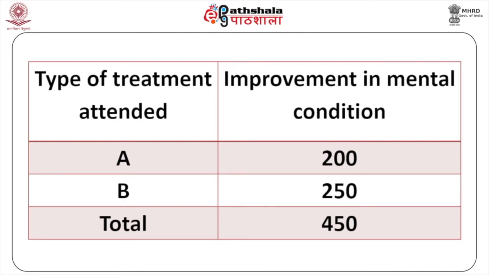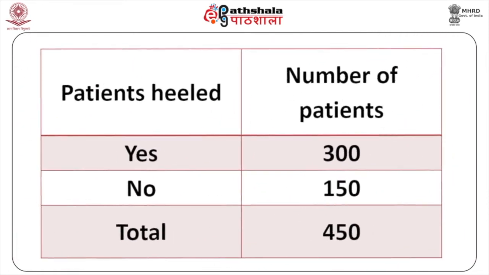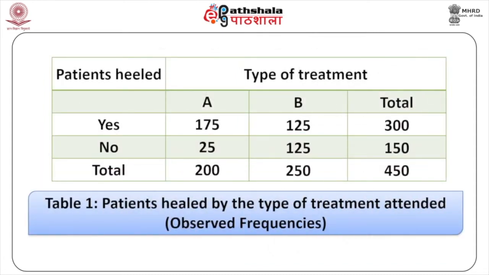We gather the following data. Type of treatment can be A and B, and improvement in mental conditions is 200 and 250 respectively, and the total is 450. The patients healed are 300 and not healed are 150, that is a total of 450. Now to compute chi-square, a table showing the joint distribution of the two variables is needed. We have the table of patients healed by the type of treatment attended. These are the observed frequencies.